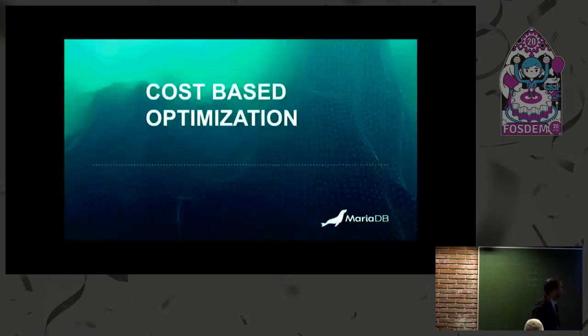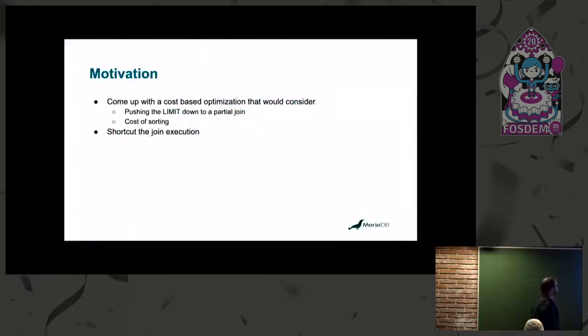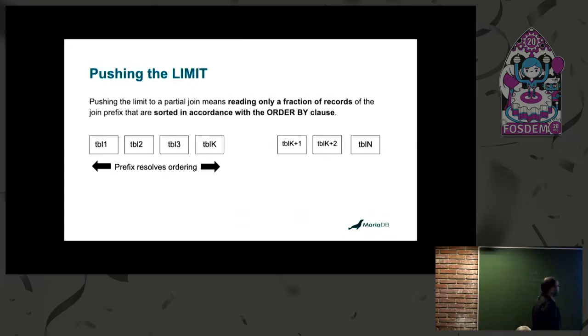Now what is new in MariaDB 10.5 is we are coming with a cost-based optimization where the join planner would take into consideration both the cost of sorting and the limit. So motivation wise, both pushing the limit and the cost of sorting, and again the main thing that I have been emphasizing, we want to shortcut the join execution for limit. So to consider the limit, we try to push the limit.